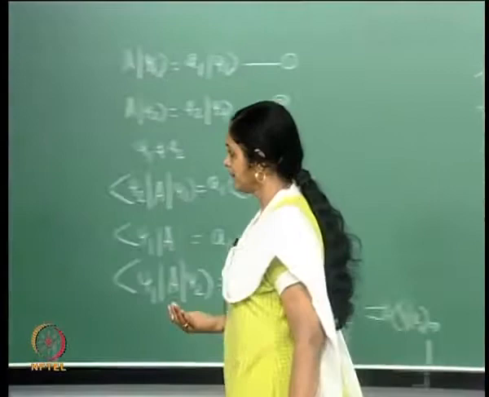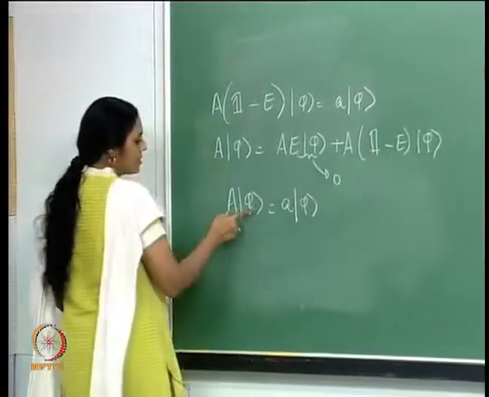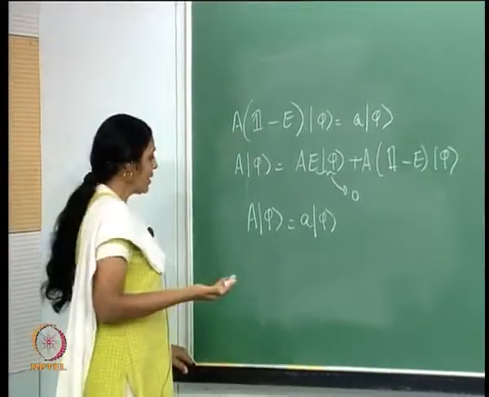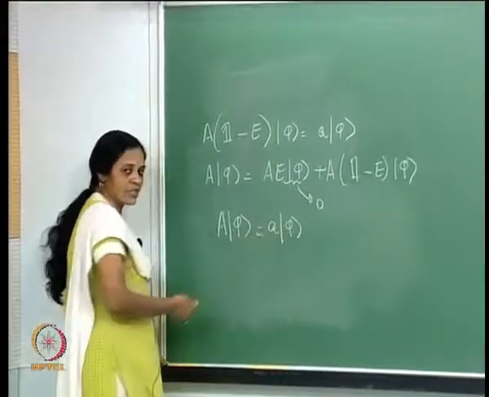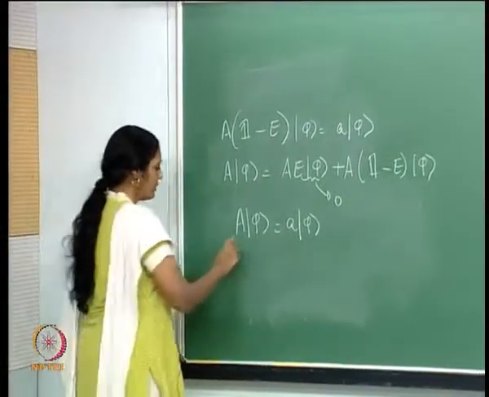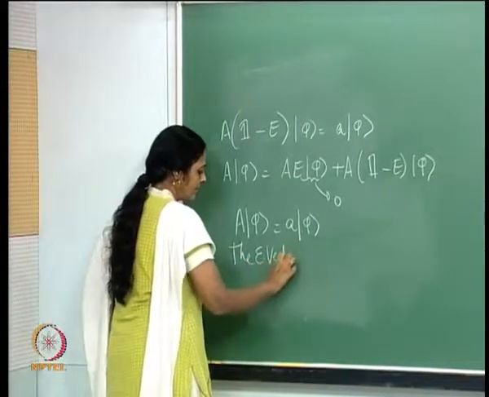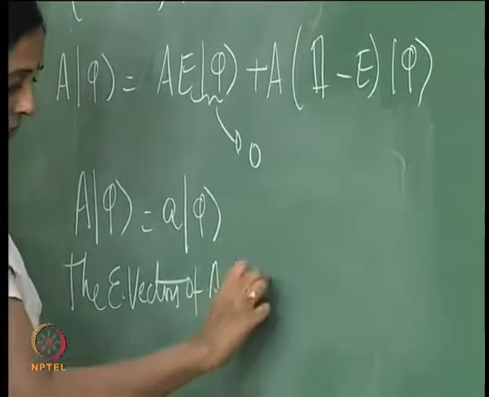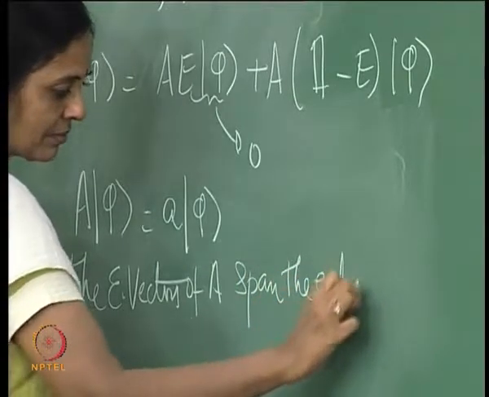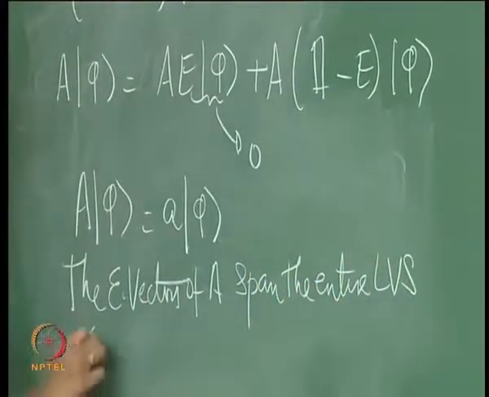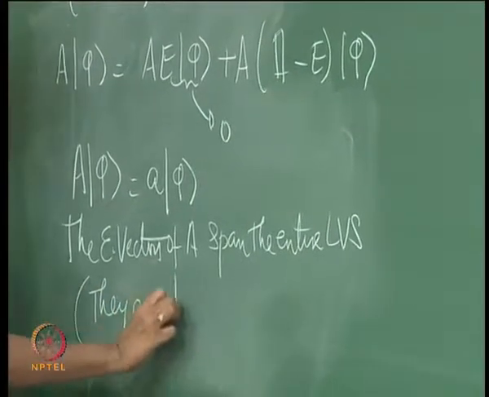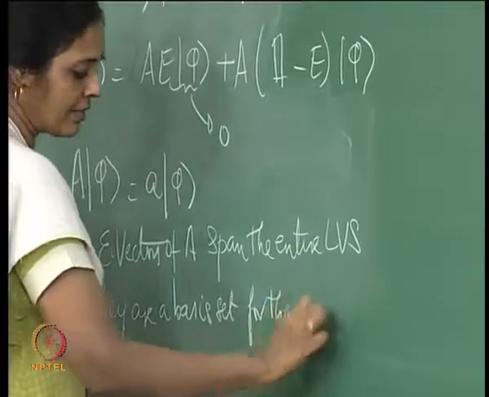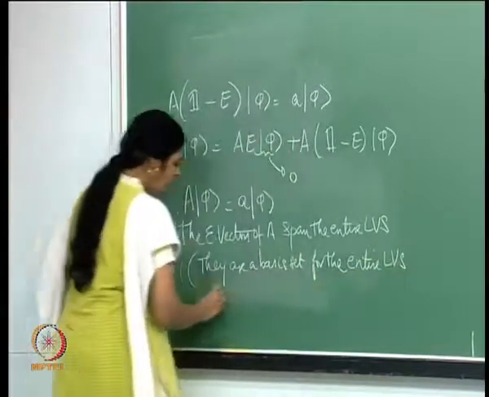Therefore, there is a contradiction. Here we have a state phi which initially we said belonged to the subspace M bar, but we have now seen that it is one of the eigenvectors of A, and therefore, the eigenvectors of A span the complete linear vector space, the full linear vector space. In other words, they are a basis set for the entire linear vector space and not for a subspace.